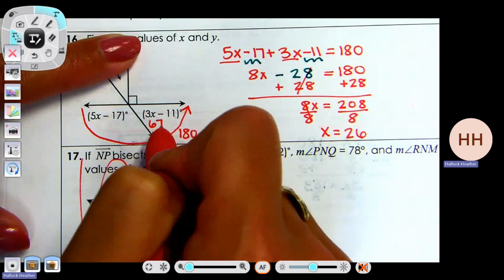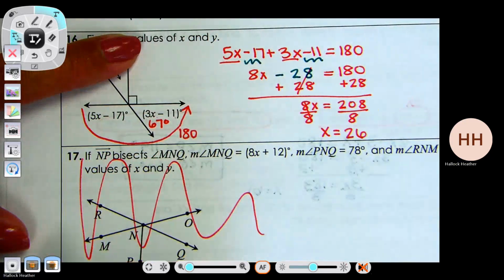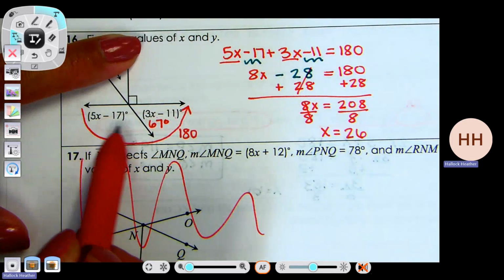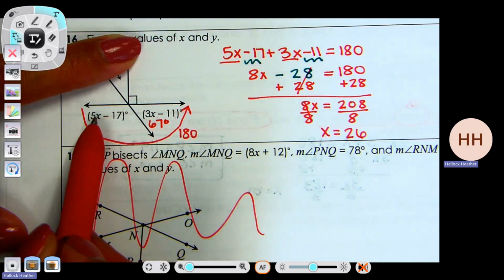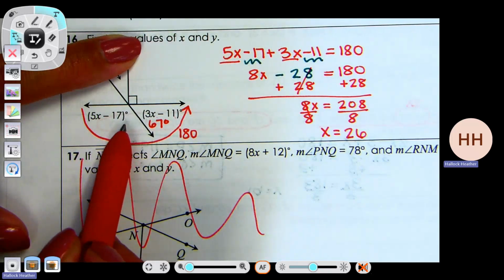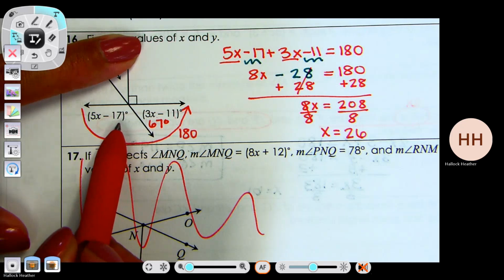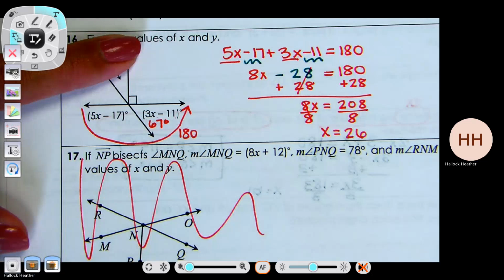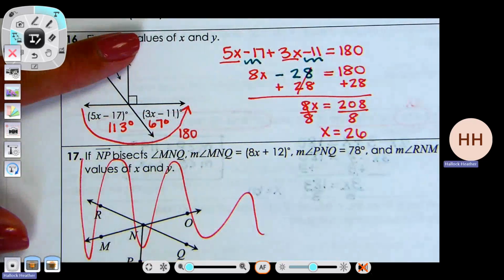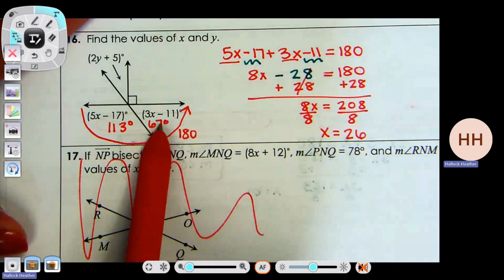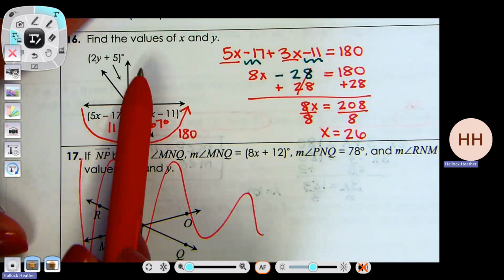So if this is 67 degrees, let me also plug it in over here. If the whole thing's 180, this is 67. If I plug in X, 5 times 26 minus 17, what do I get? Is it 113? Okay, so 113. Now we have to use our brains. I know this angle is 67. I know this is 113.